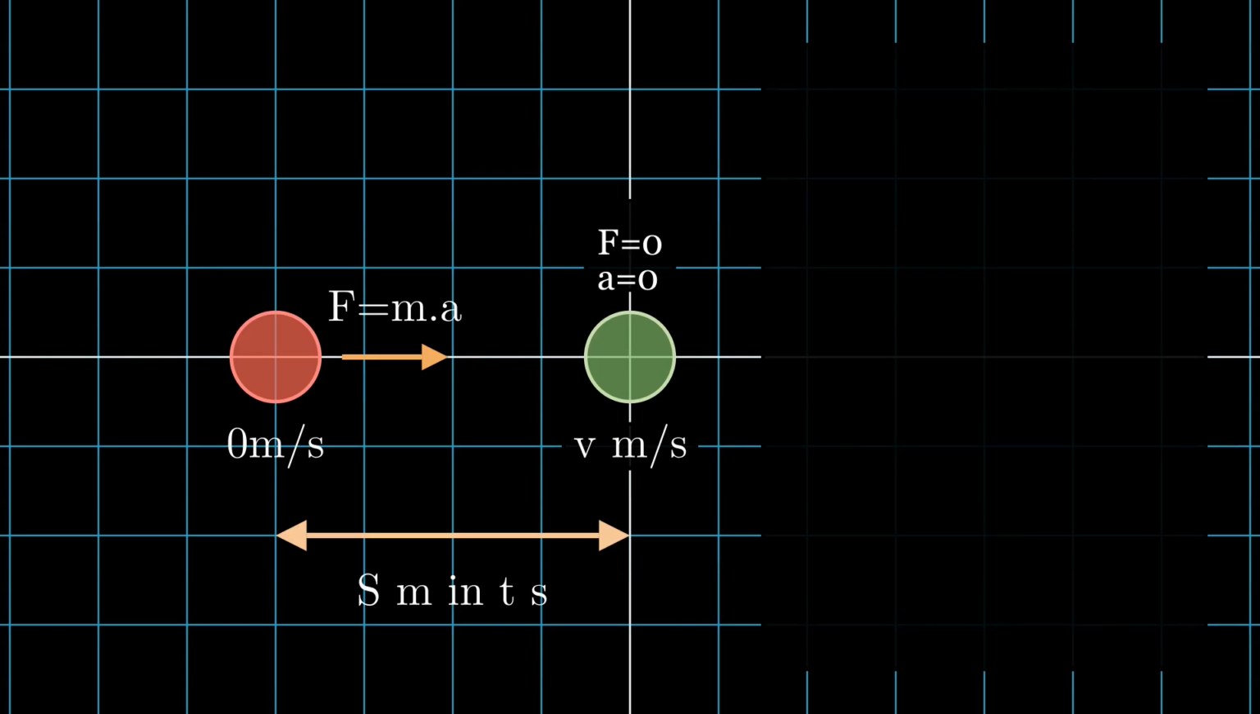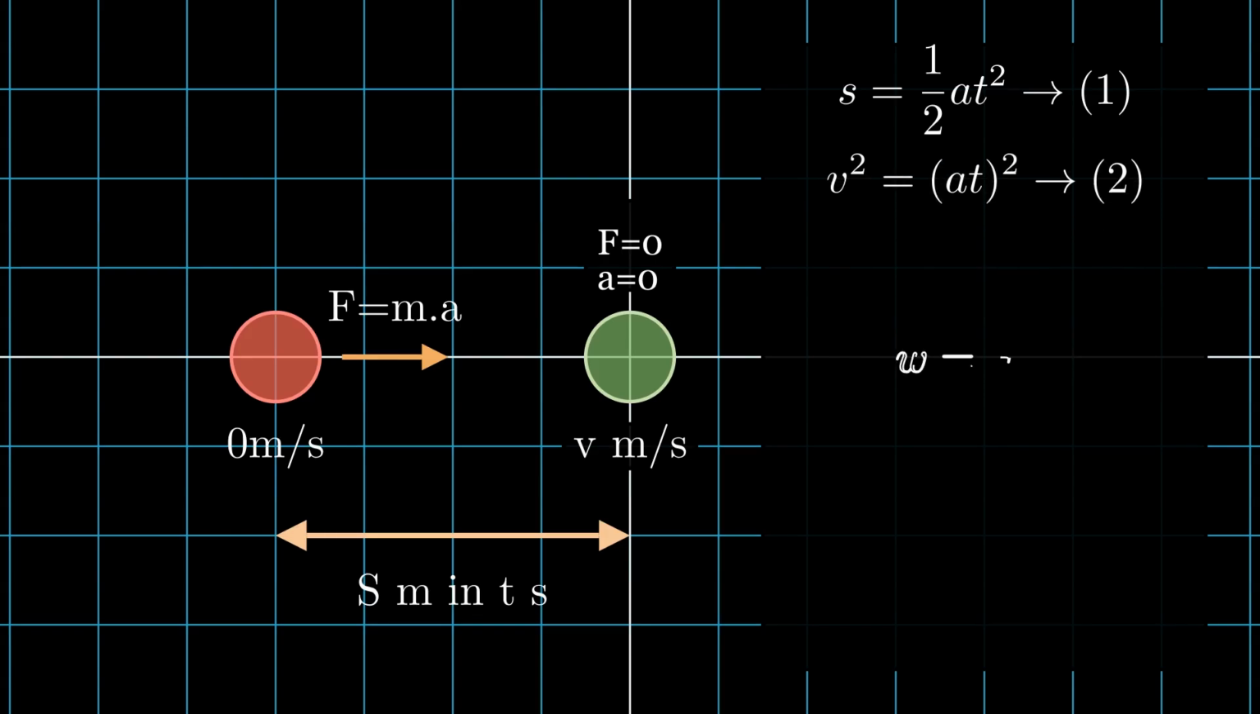From the equations of motion, displacement equals initial velocity times time plus half of acceleration times time squared. Since the initial velocity is zero, the first term cancels out. Let's call this equation 1. Next, acceleration is the change in velocity over time, which gives us velocity equals acceleration times time. If we square that, we get velocity squared equals acceleration times time, whole squared. Let's call this equation 2.